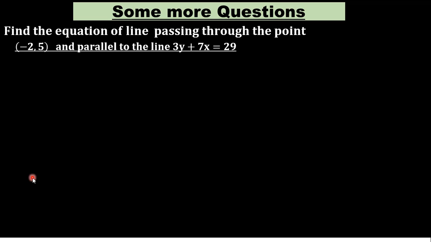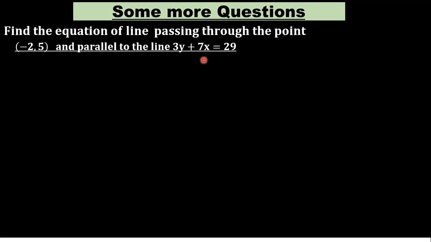See students, we are given only one point that is lying on the line, and one very important piece of information: that the line whose equation we need to find is parallel to this line. And we know that if two lines are parallel, then they have the same gradient. Now students, if we can find the gradient of this line, we can easily have the gradient of the line whose equation we have to come up with.